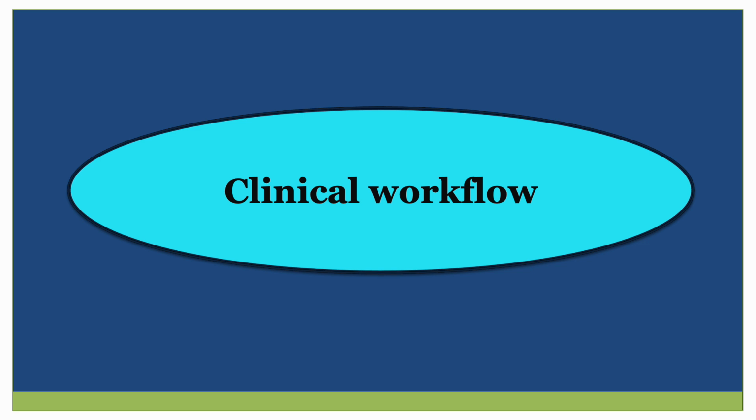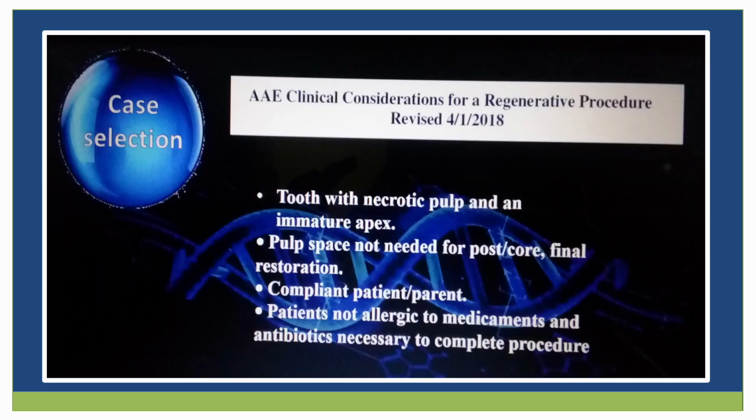Let's get into the clinical workflow. The American Association of Endodontists gave clinical guidelines for regenerative procedures in 2018. These are the important criteria for case selection. A tooth with a necrotic pulp and an immature apex is ideal for the regenerative procedure. The pulp space should not be needed for post and core or final restoration. The patient should be compliant and should not be allergic to any medications or antibiotics necessary to complete this procedure.